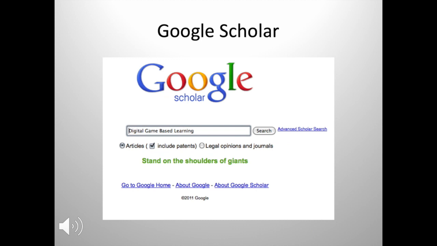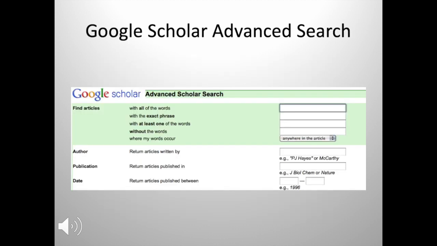To help find more scholarly resources, Google Scholar allows searchers to find academic content. This is a wonderful search tool for your research topic. Google Scholar also has an advanced search feature option.